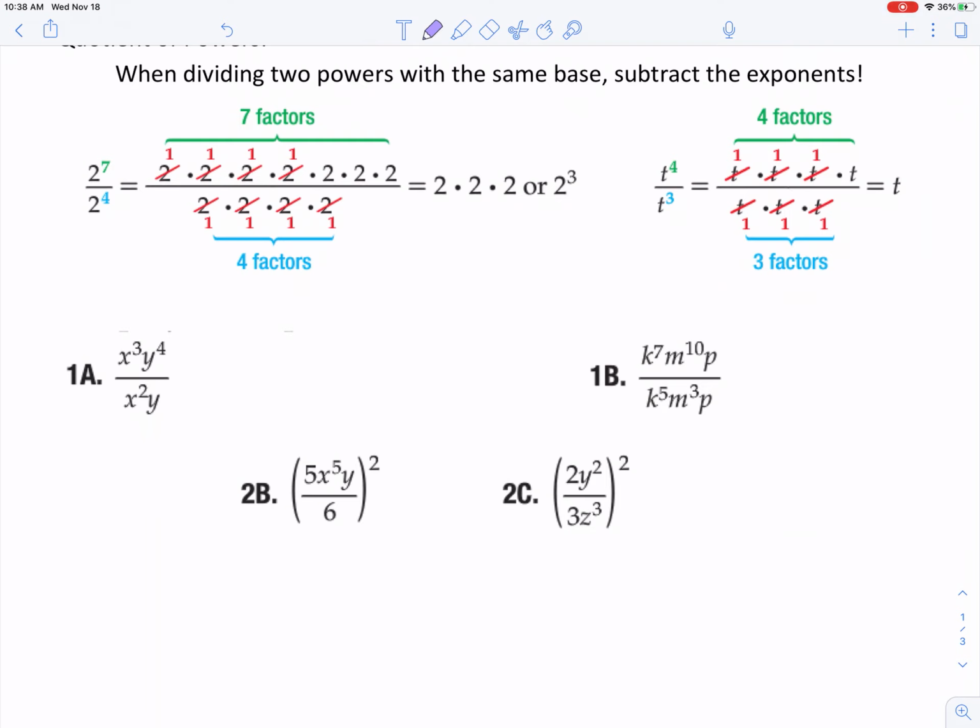x cubed over x squared. I like to circle the things that are the same. So 3 minus 2 is just a regular old x. And 4 minus 1 is just a regular y cubed. Okay?